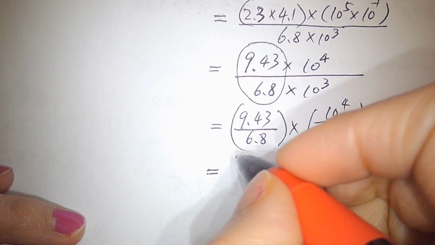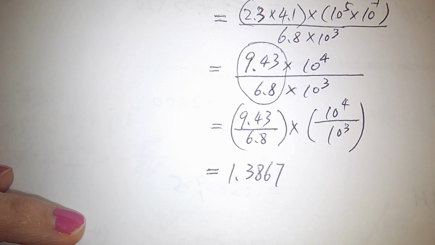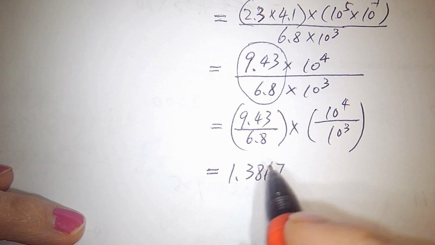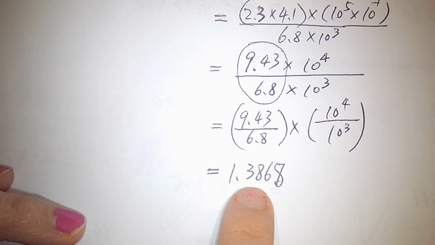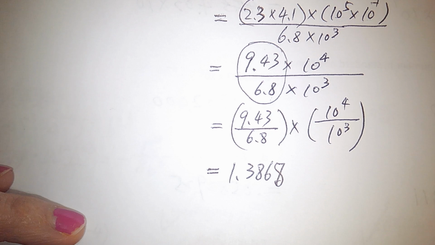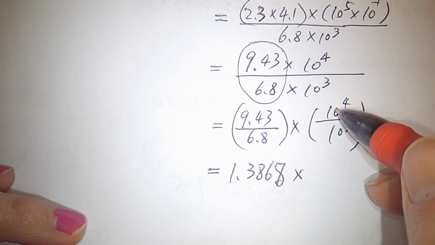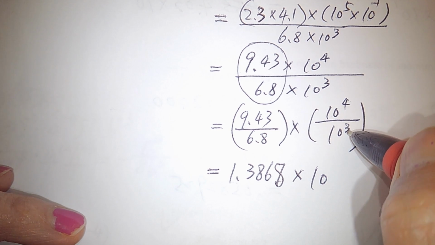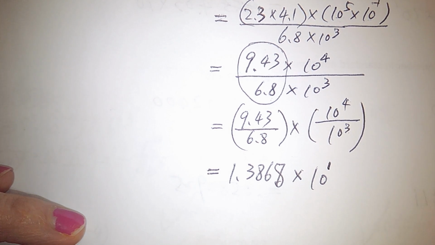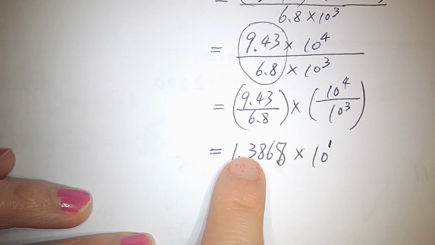Okay, I got 1.3867. Yeah. It's a long number. Let's round it to 3 digits, I would say. Well, 7 digits, right? So 1.3868, times, what is 10 to the 4 divided by 10 to the 3? For division, we just learned the quotient rule, right? So it's minus? Yes. So 10 to the 4 minus 3 gives us what? First power, right?